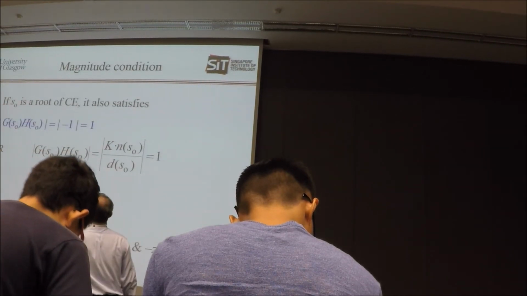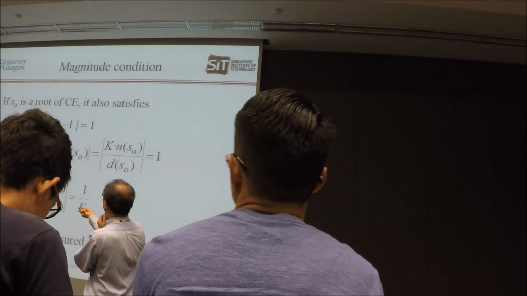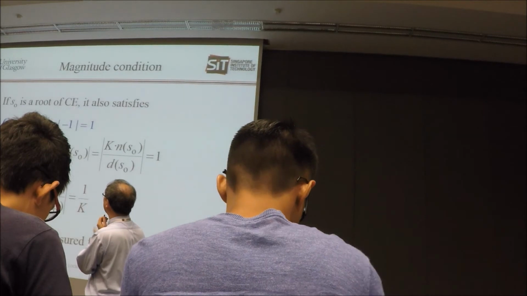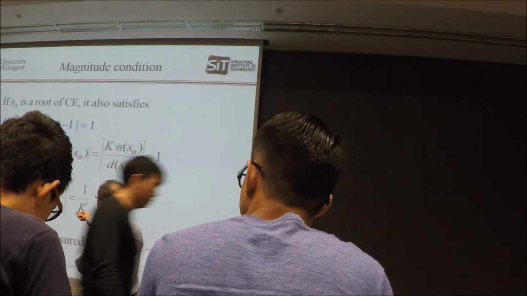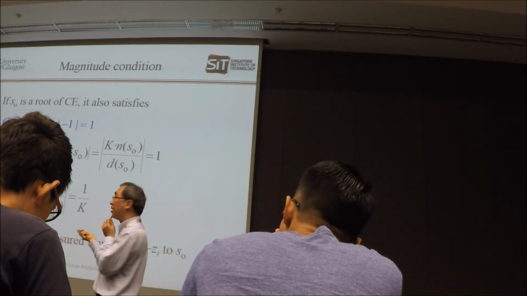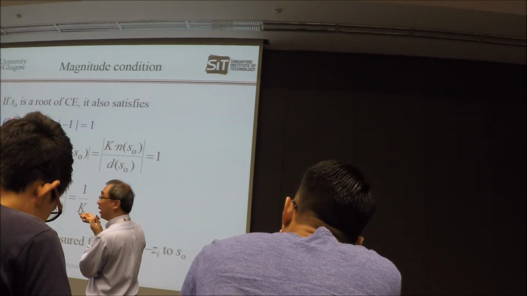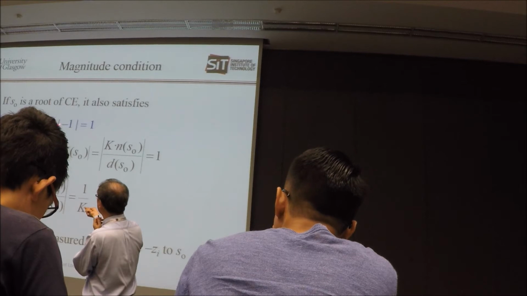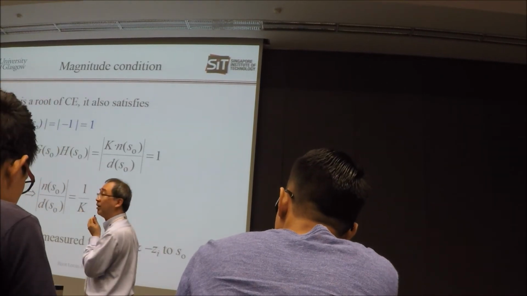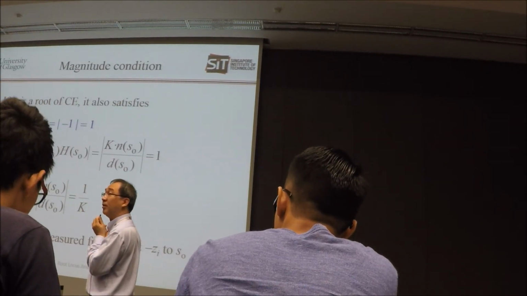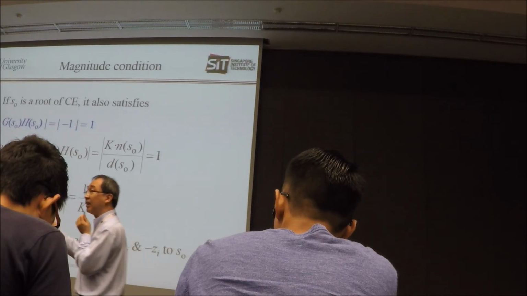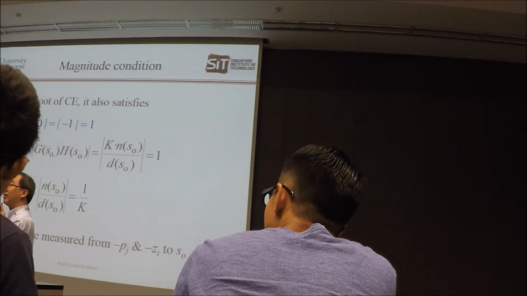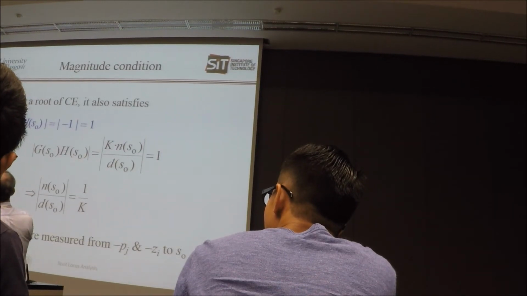Okay, let's take a look. As we mentioned before, if S0 is the root of the characteristic equation, it also satisfies this condition. Am I correct to say that G(S0)H(S0), the magnitude, is going to be equal to 1? Because basically this is your Fs. Okay, this is your Fs.